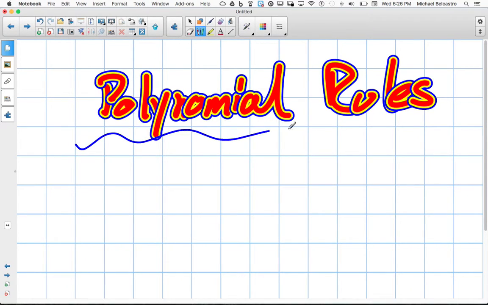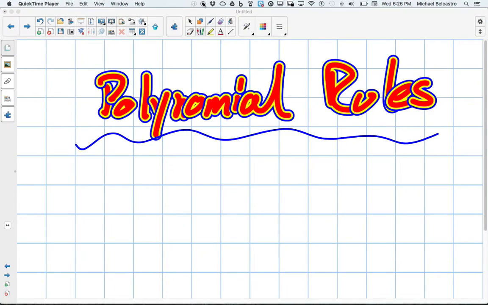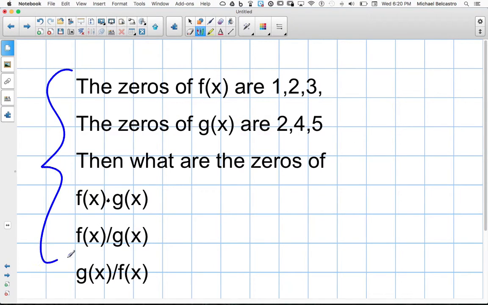We're going to look at some polynomial rules, so multiplying and dividing functions. Some polynomial rules that work in tandem with composite functions. The zeros of f at x are 1, 2, and 3. The zeros of g at x are 2, 4, and 5. And what are the zeros of the following combinations here? We have f at x times g at x, and f at x divided by g at x, and g at x divided by f at x.